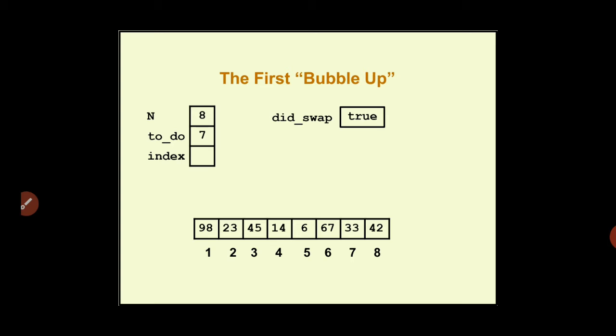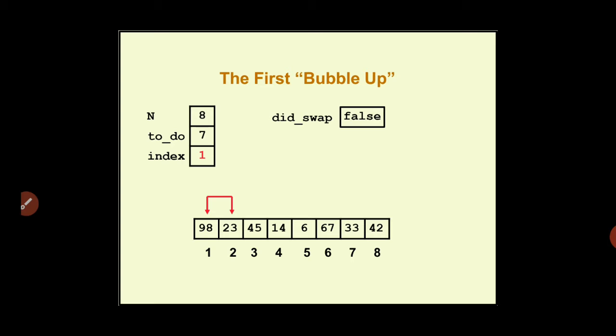Here n represents the total number of elements in the array, and to do that, what steps will we take for the swapping? This is 7 steps, and we have to take an index and a did-swap flag that indicates: if swapping happens, this is true; if not swapping, this is false. This is a type of representation. Then, to start, we compare 98 and 23. Index number 1 is compared with index number 2.